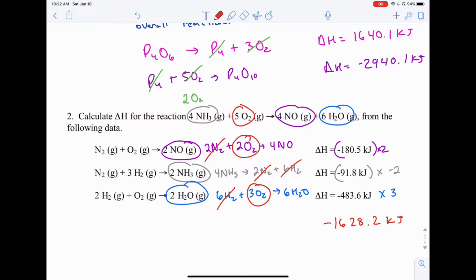Okay, unique things, make them match, everything else will sort itself out. You don't need to worry about O2s, you don't need to worry about H2s, you don't need to worry about N2s. They'll all sort themselves out if you do it this way.